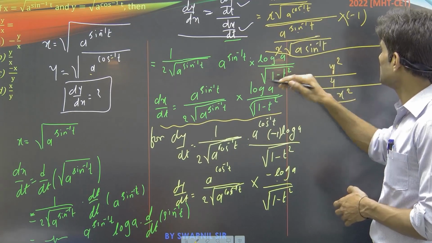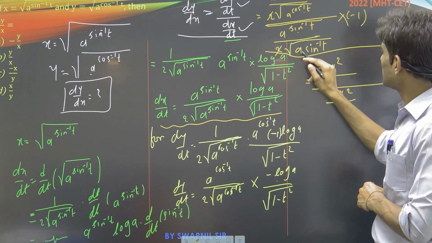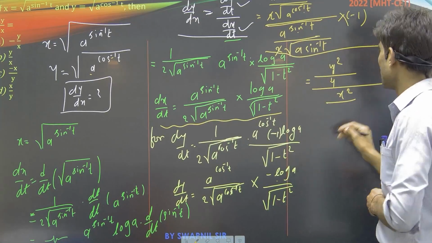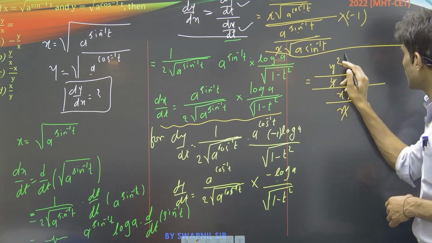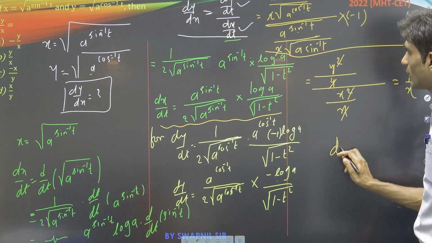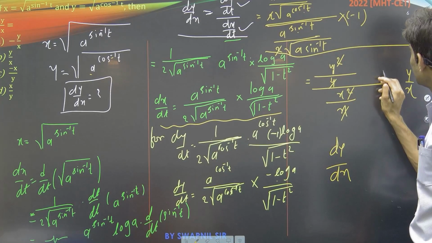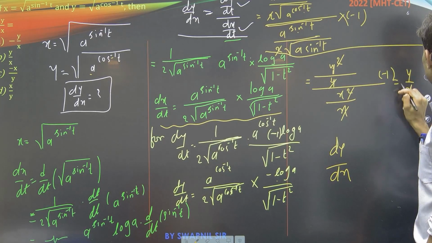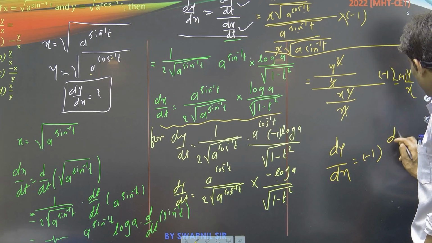Okay, we substitute the value y square by y, and completely divide by a to the power sine inverse of t into square root of a to the power sine inverse of t, which is x here. Cancel this x with this x, y with y. So we are left with y upon x. So our required dy by dx we found is y upon x, but minus 1 is still a multiplicand here. So dy by dx is minus 1 multiplied by y by x.